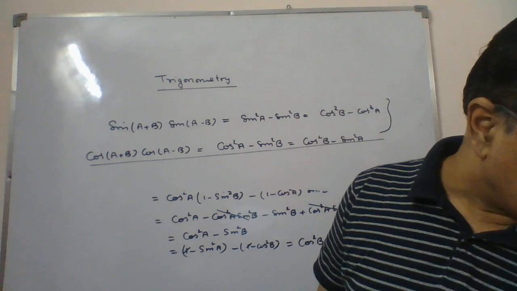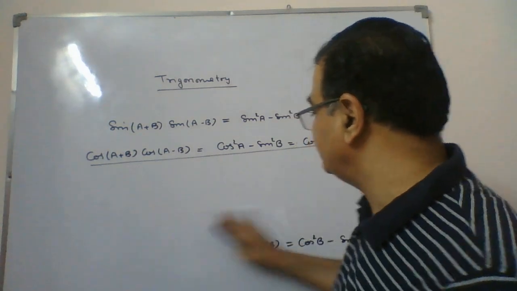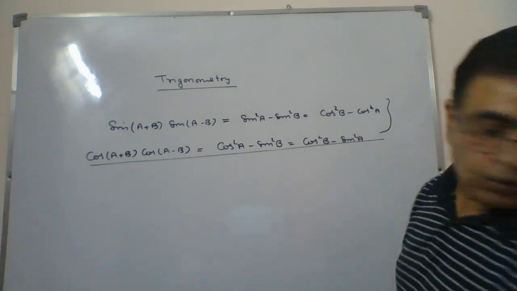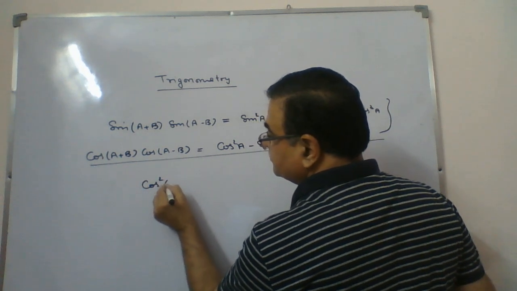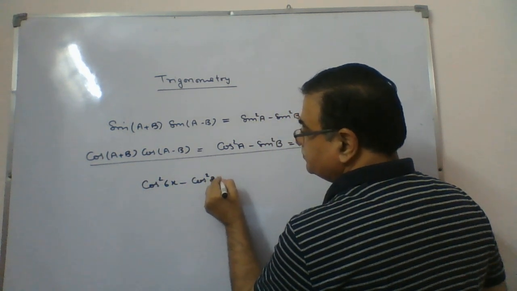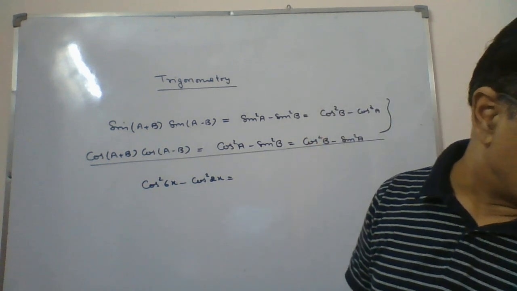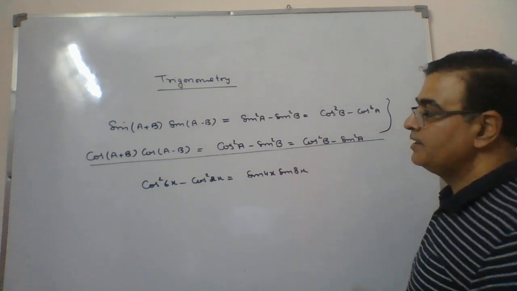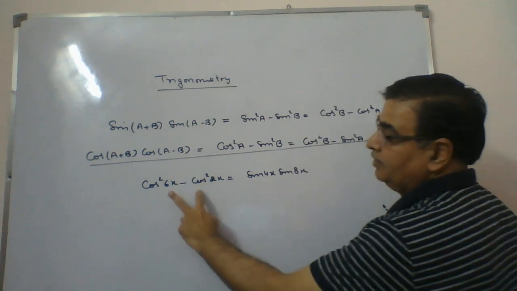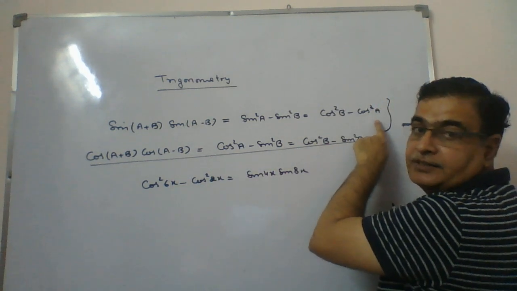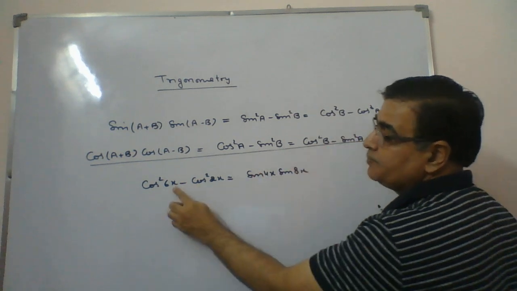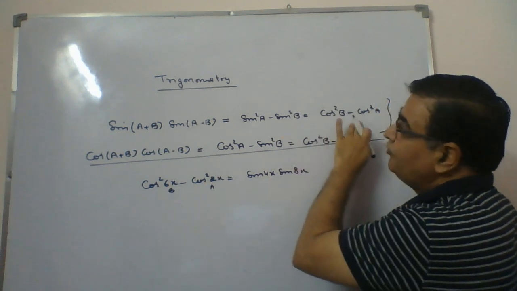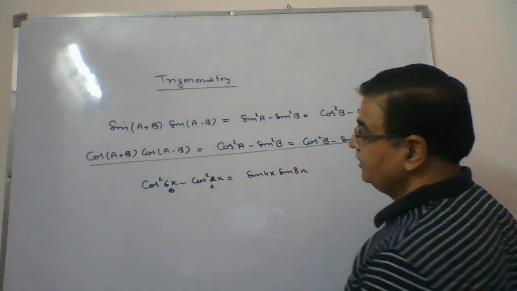One question I'll take in this case. If the question says cos square 6x minus cos square 2x, we have to prove this as sine of 4x into sine of 8x. Now what formula here? Cos square B minus cos square A is the formula. It is B and it will be A. Now what formula says? Cos square B minus cos square A, the formula says sine(A plus B) into sine(A minus B). So I'll start with this.